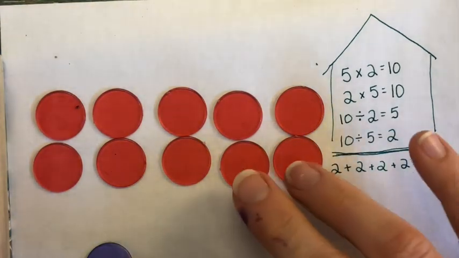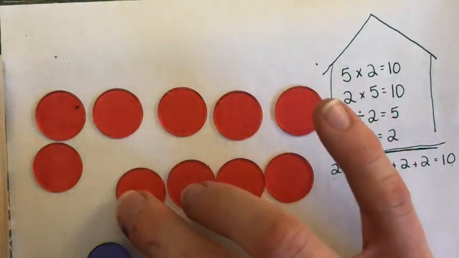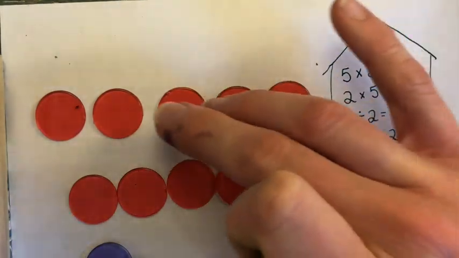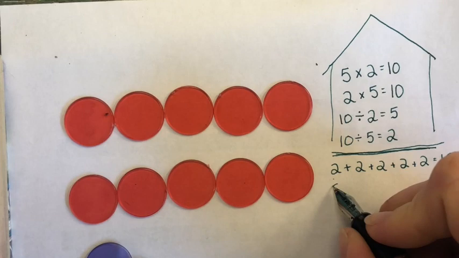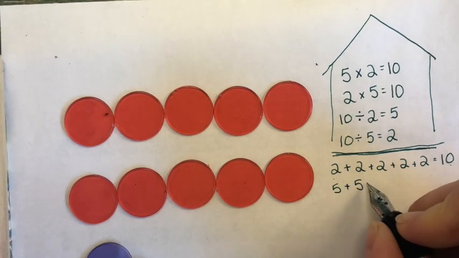Now, I could also do repeated addition with my groups of 5. So let's change this into groups of 5. We'll put them together into these 2 groups of 5. I have 5 plus 5 is 10.